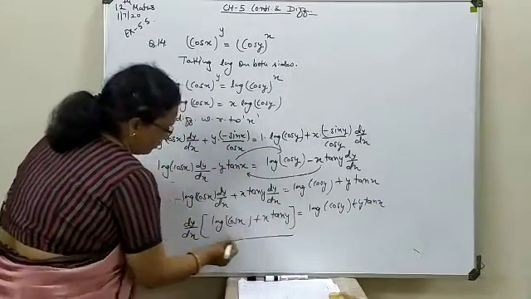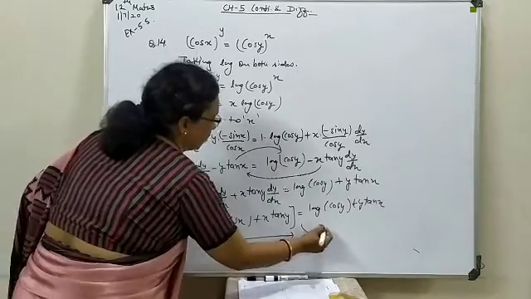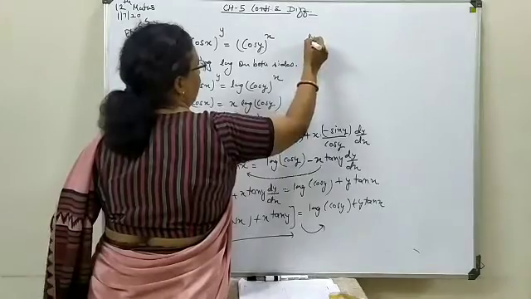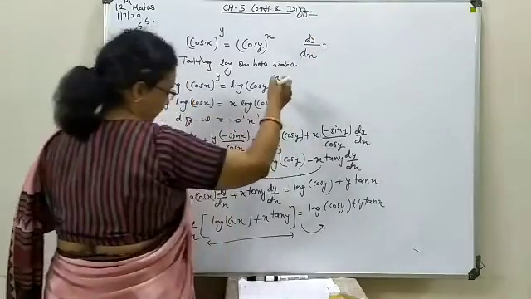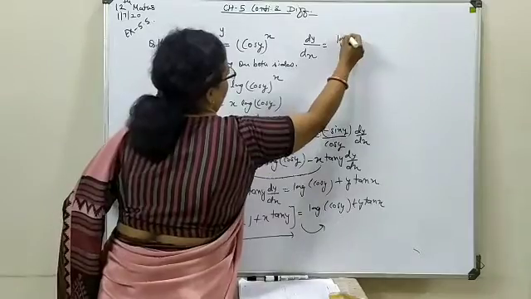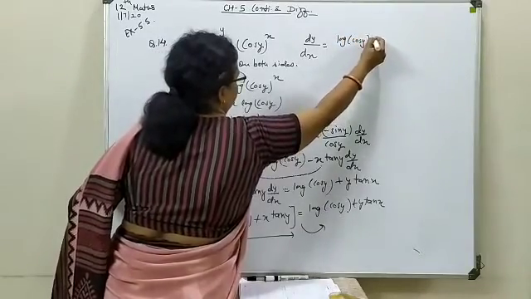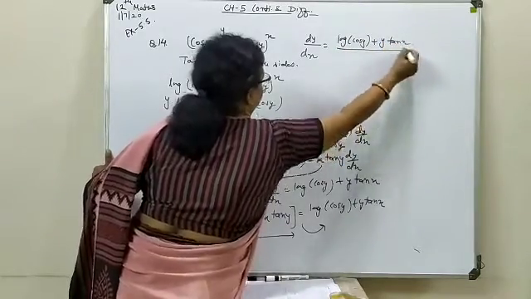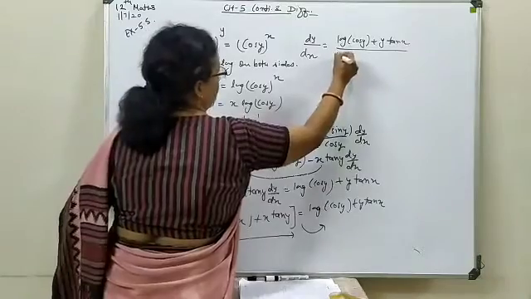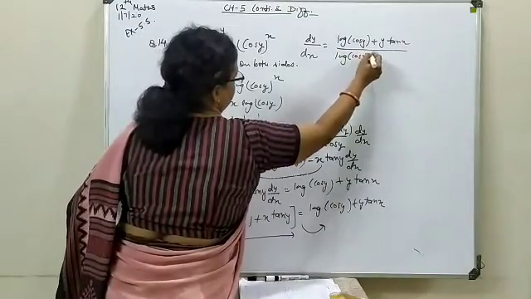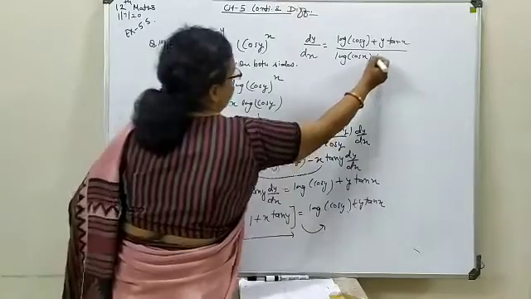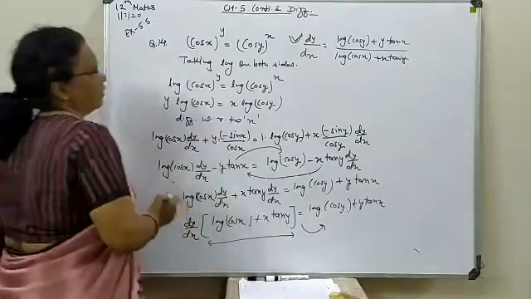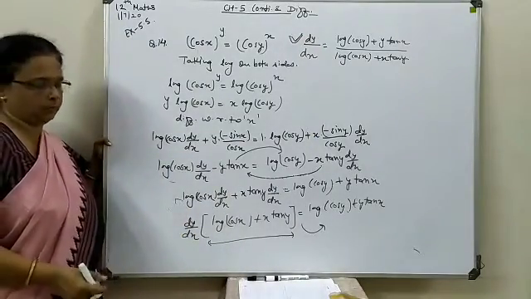Now write this whole expression under this term to make dy by dx separate. So this way your dy by dx will be separated out as (log cos of y plus y tan of x) upon (log cos of x plus x tan of y). So this way your differentiation of the given combination will come out.